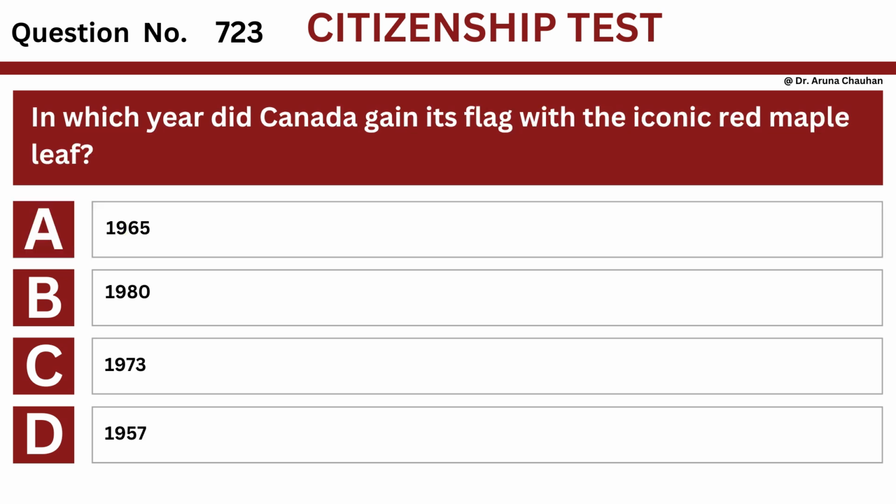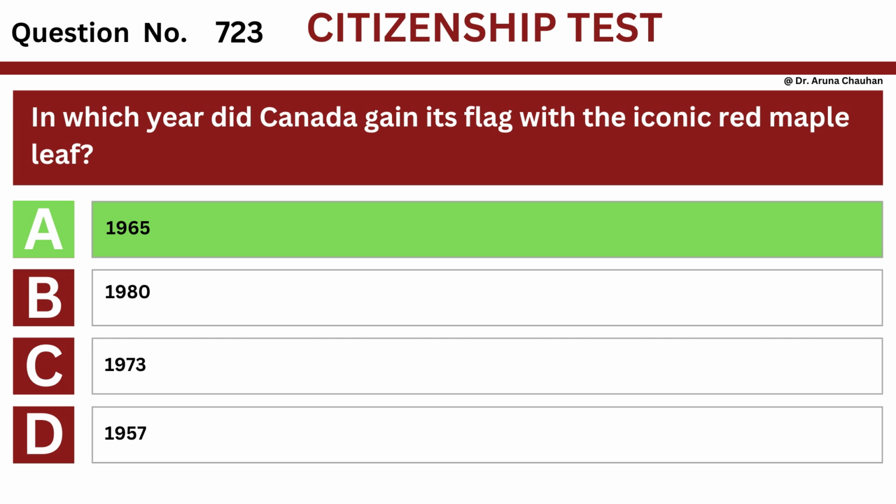Question number 723. Question: In which year did Canada gain its flag with the iconic red maple leaf? Option A, 1965. Option B, 1980. Option C, 1973. Option D, 1957. The answer is option A, 1965.